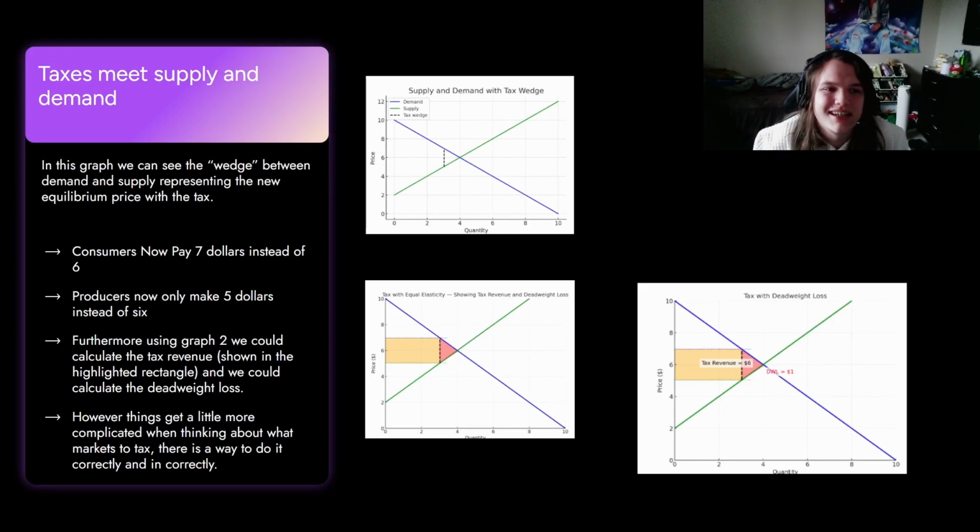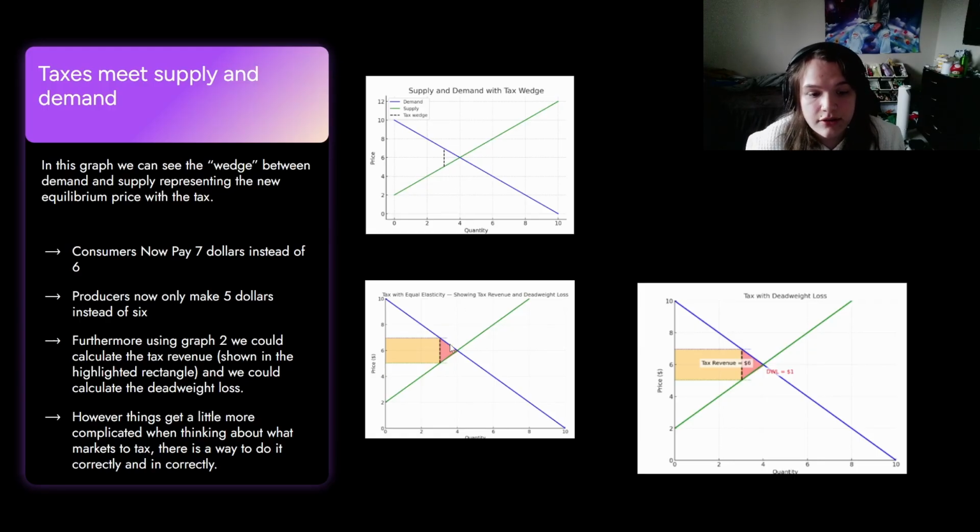Okay, and here taxes meet supply and demand. So we can see in graph one, originally the price is $6, but there's a tax of $2, which creates this wedge. You can see with the dotted black line. And essentially, we see that the consumer pays an extra dollar because of this tax, and the producer loses a dollar because of this extra tax. This is because they're equally elastic and there's no big discrepancy.